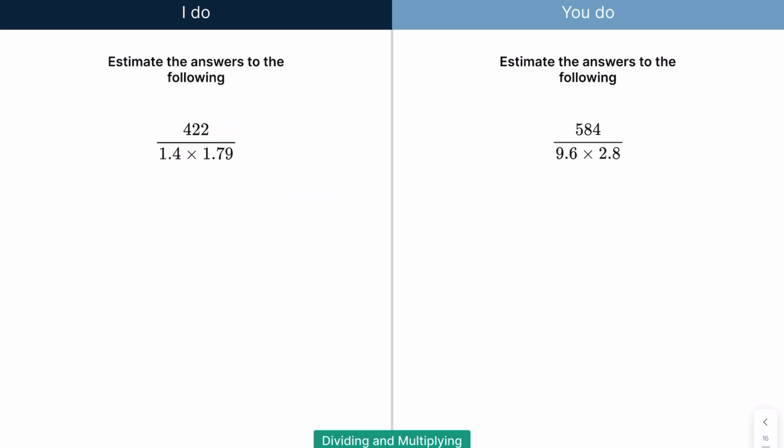And now moving on. So again, the exact same thing. So we're going to round this to one significant figure, which is 400. We are then going to round this to one significant figure, which is 1. And this is 2, so that becomes 400 divided by 2, which is just going to be 200.